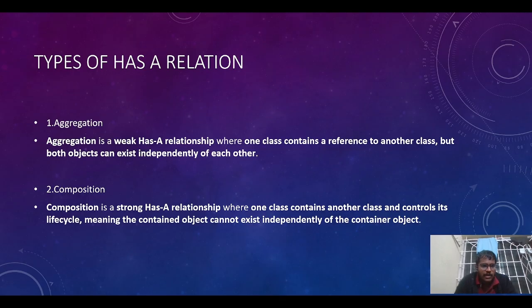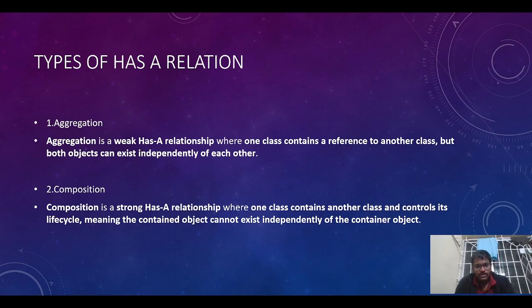In this slide, we will see the types of has-a relationship. The first one is aggregation, and the second one is composition. Aggregation is a weak has-a relationship where one class contains the reference of another class, but both objects can exist independently of each other. One class will have that instance reference variable, like Engine, so one class will contain that of another class, and both objects can exist independently of each other.